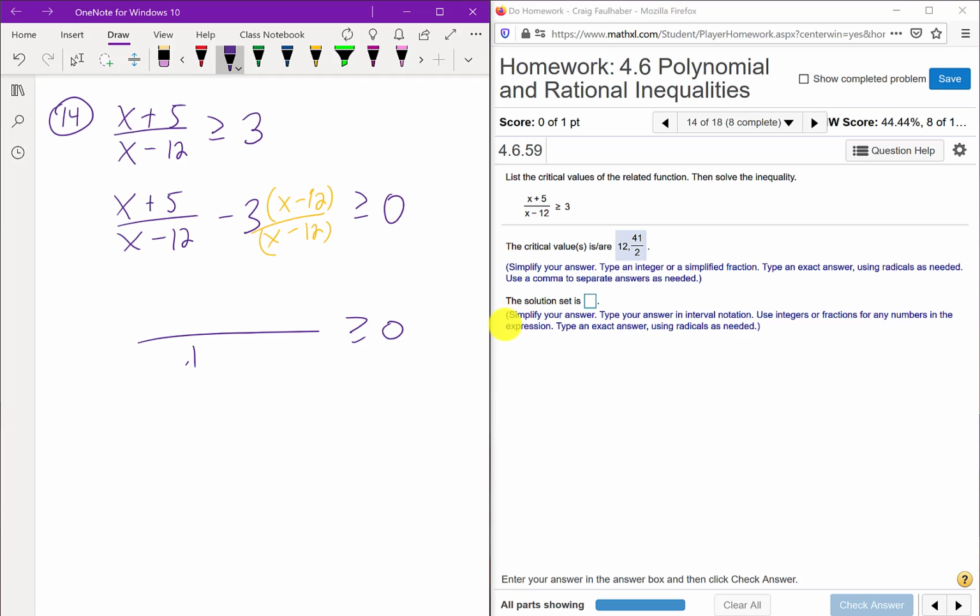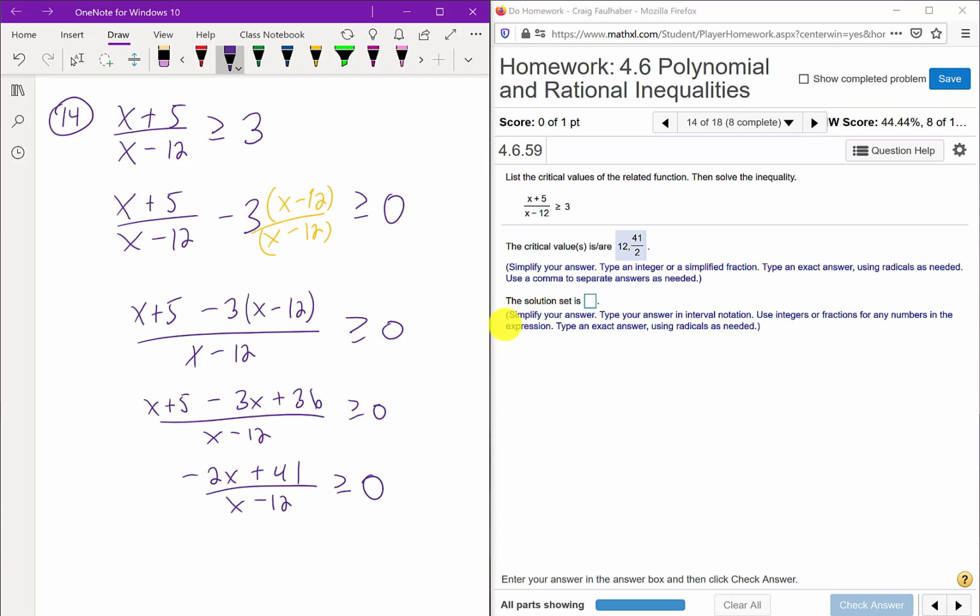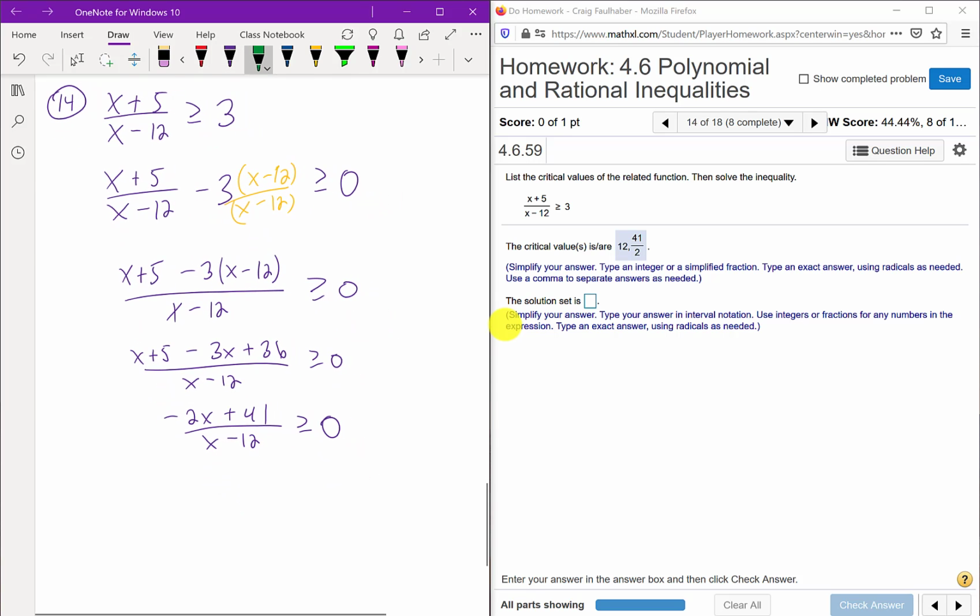Now let's write this out. Our denominator on both terms is now going to be x minus 12, and we can combine these two terms together. The first term gives us an x plus 5. The second term gives us a negative 3 times that quantity x minus 12. Now if we distribute this negative 3 through the parentheses and we combine like terms, now we're in a position where we can start asking the question, what are our critical values?